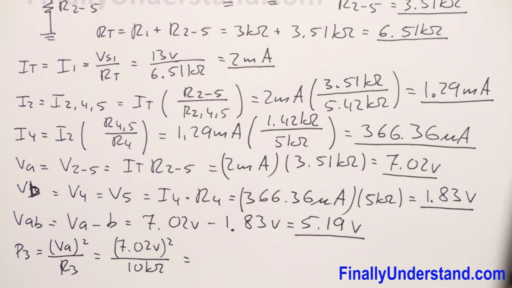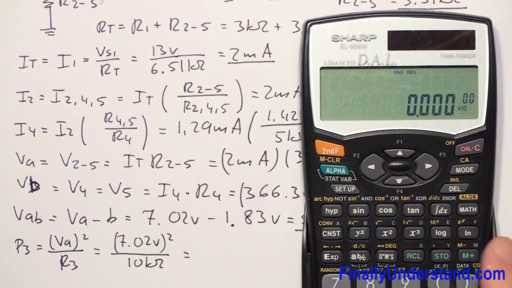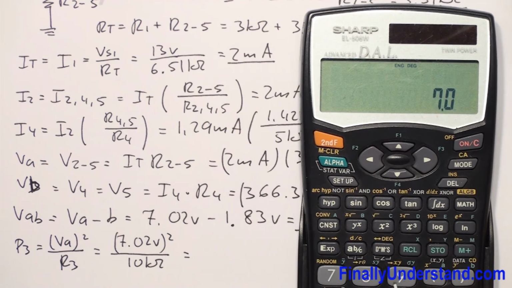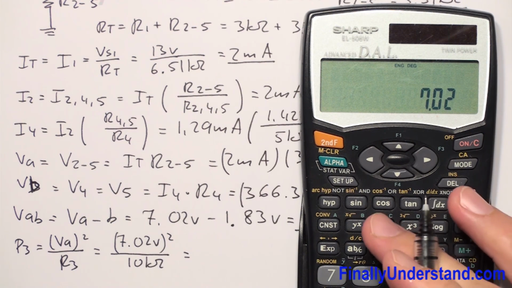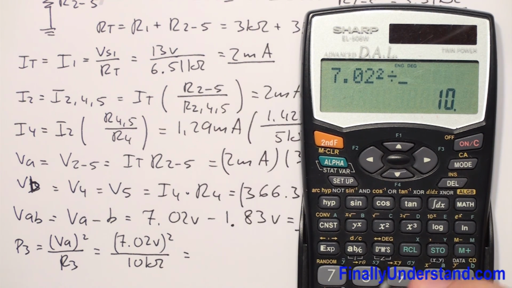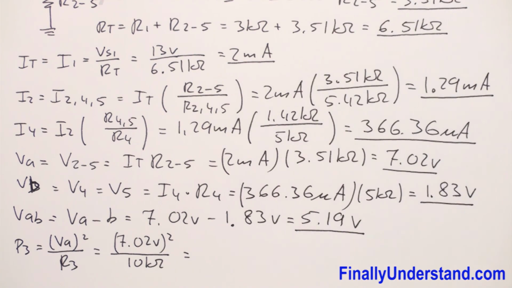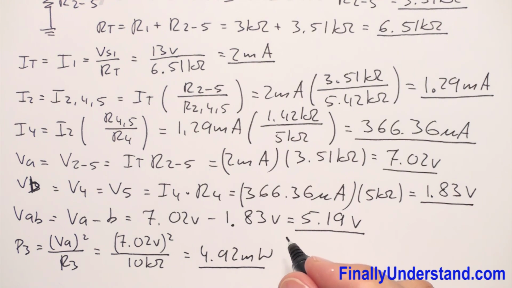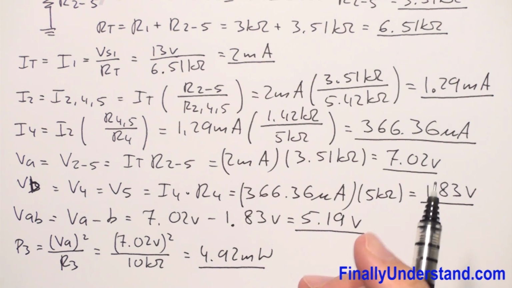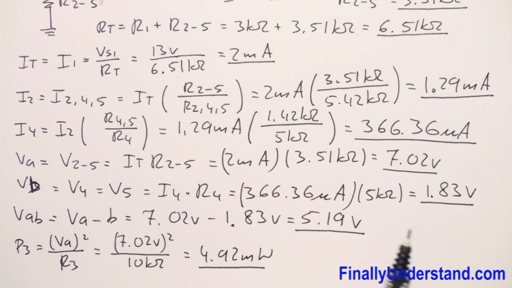So this is equal to 7.02 to the second power divided by 10 times 10 to the 3. This is equal to 4.92 milliwatts. Okay, we found the voltages, we found the currents, we found the power, so we can say that the problem is finished.